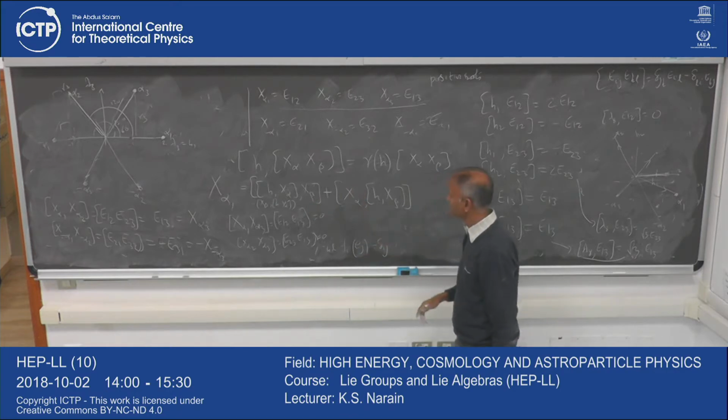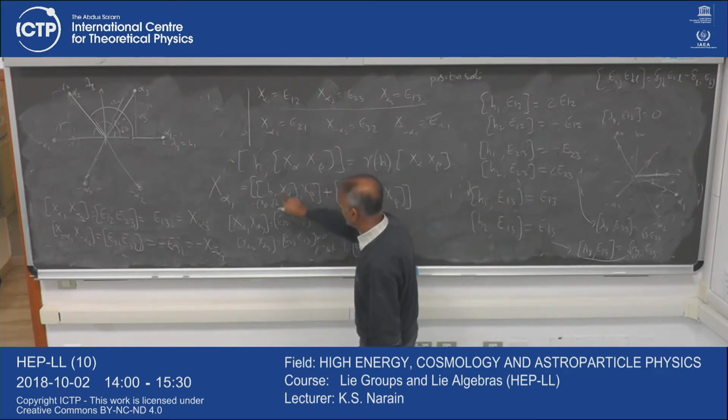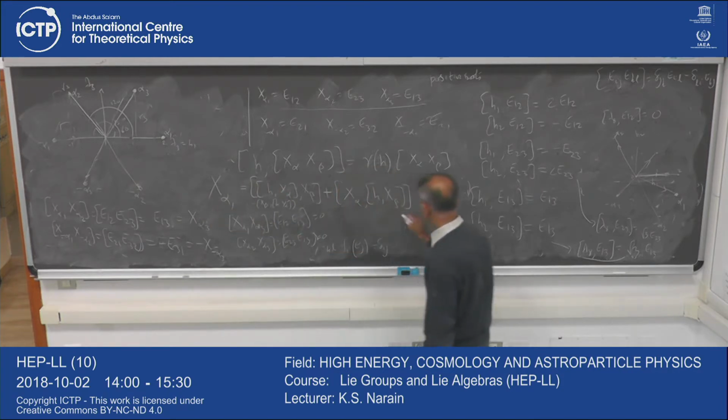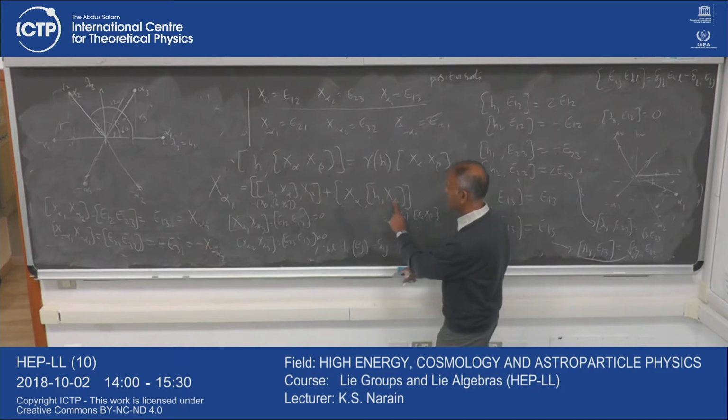If you agree with that, then you see this is already an eigenstate. So this is simply alpha of h times x alpha. Alpha of h is a number, so I can take it out. So the first term is alpha of h times the commutator x alpha x beta. And the second term is again alpha beta.